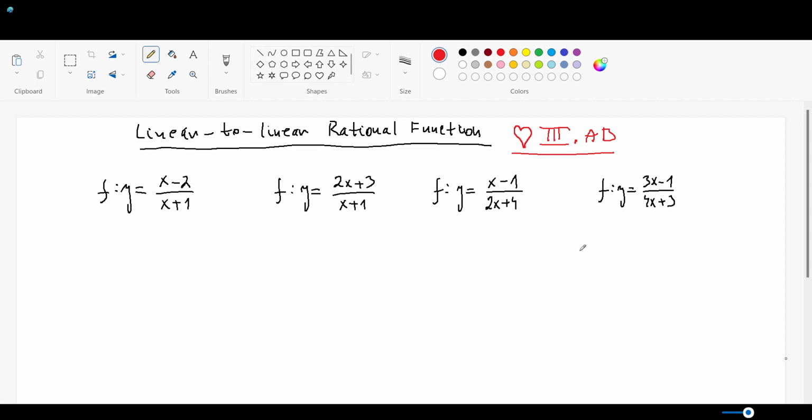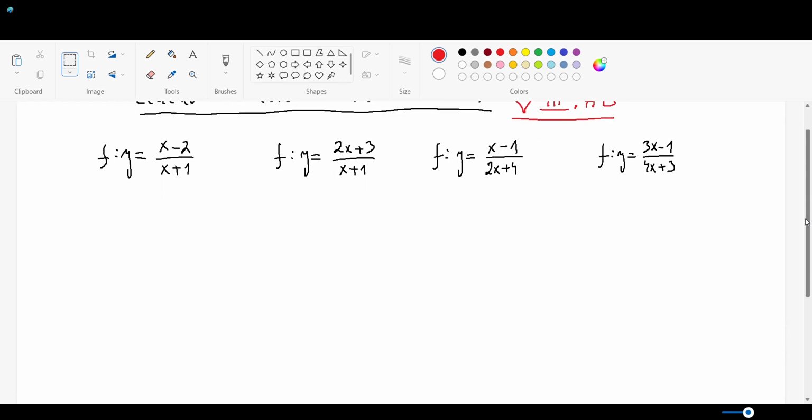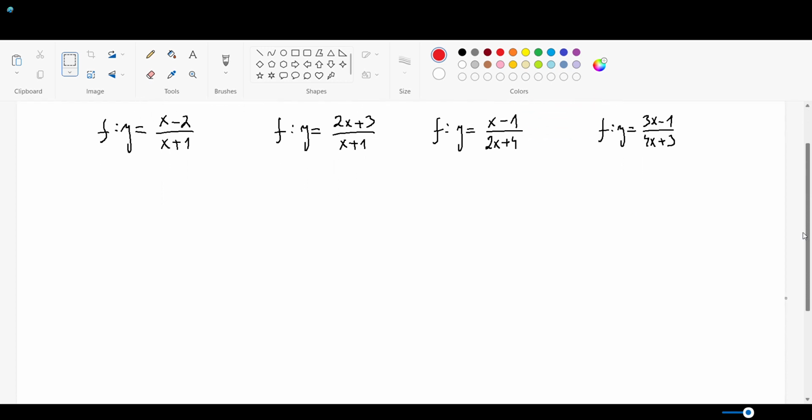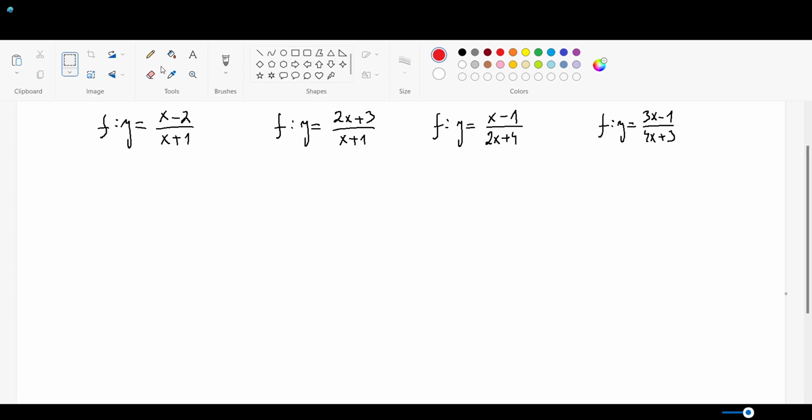So let's start with the easiest function given by the relation y equals x minus 2 divided by x plus 1. Let me just move this a little bit higher because we don't need the title anymore. Now let's start with the first function.